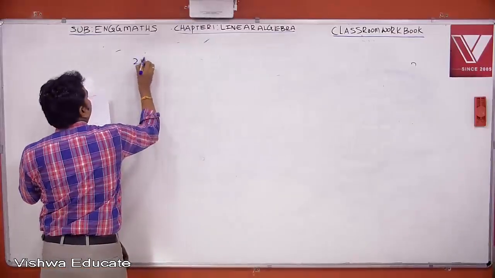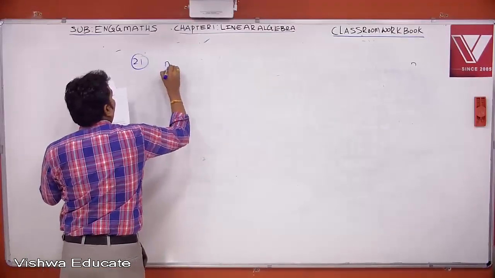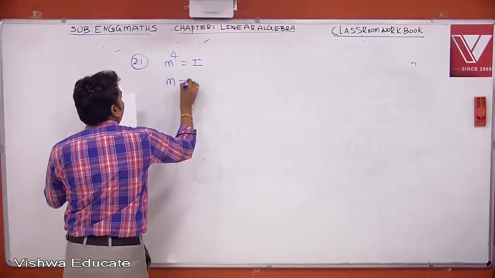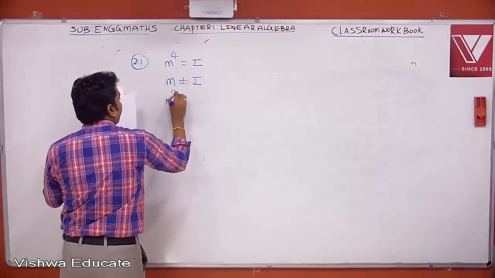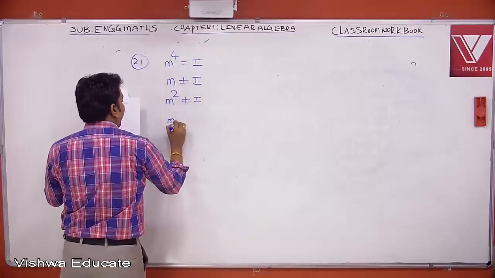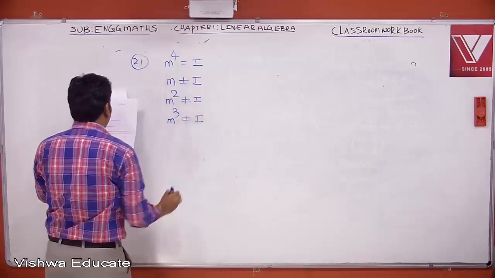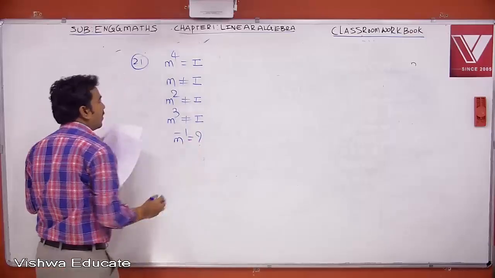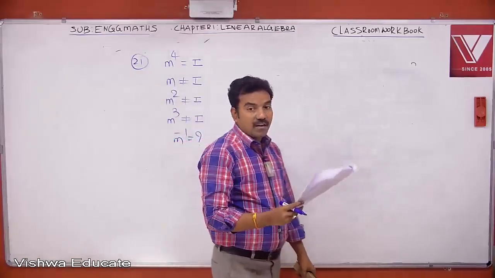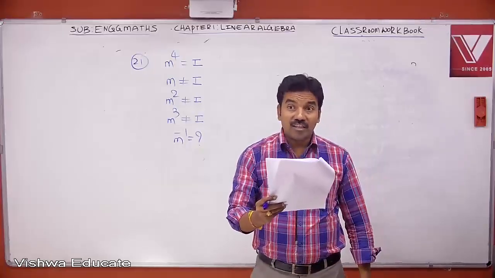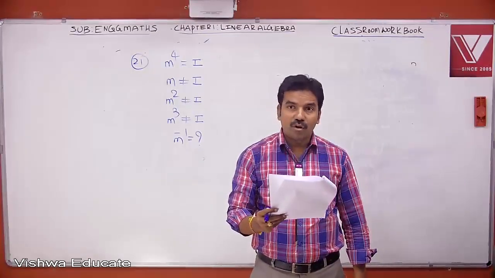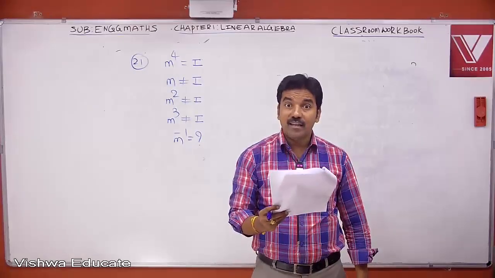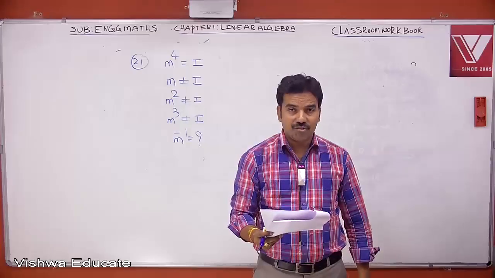Question number 21. Let M power 4 equal to I, where I is an identity matrix. But M not equal to I, M square not equal to I, and M cube is not equal to I. Then what they were asking, for any natural number k, what is M inverse? So here M is a matrix, but M power 4 is I. I is identity matrix. M not equal to I, M square not equal to I, M cube not equal to I. Then for any natural number k, what is M inverse?